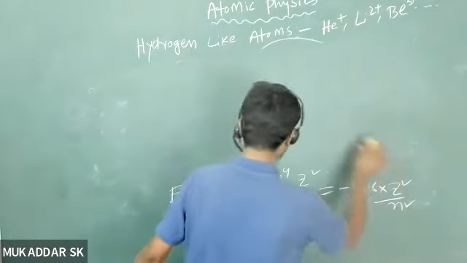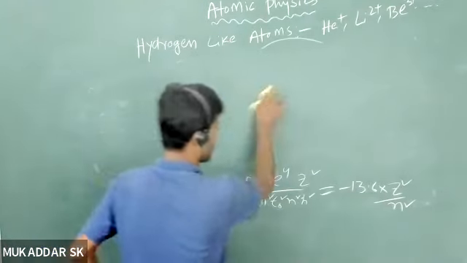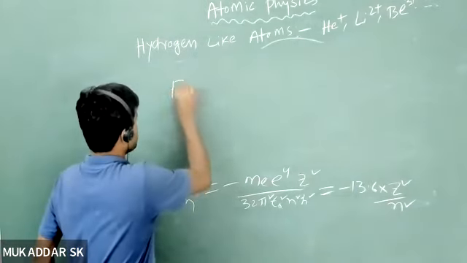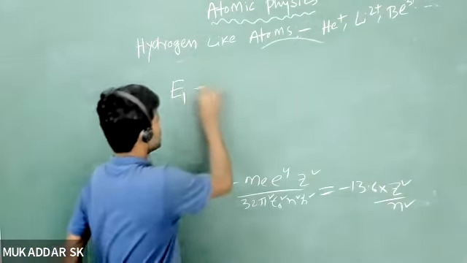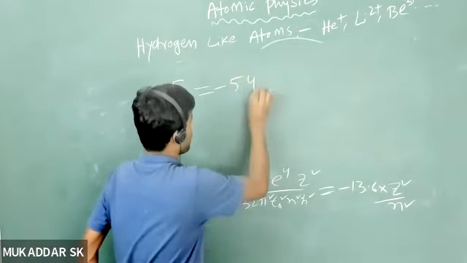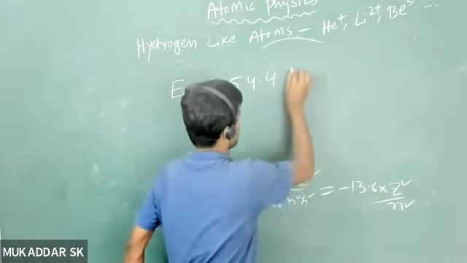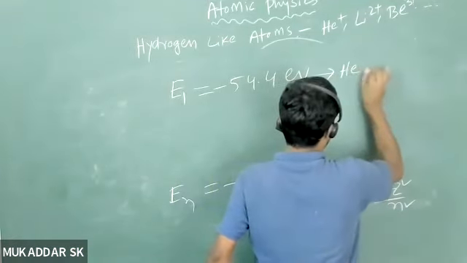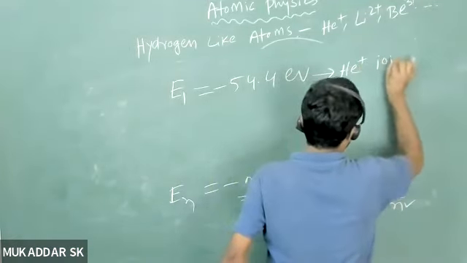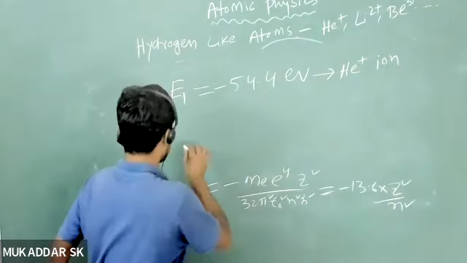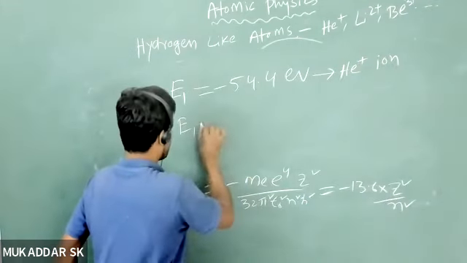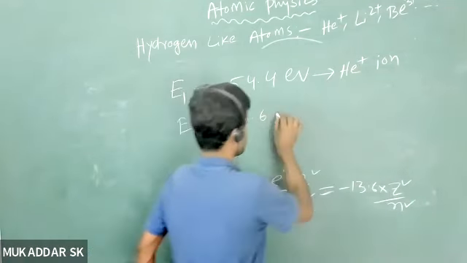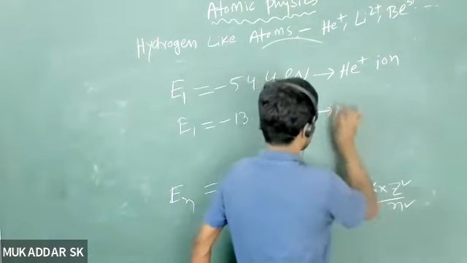How much? Anyone? 54.4. Yes, 54.4. Okay. So ground state energy of helium will be how much? Minus 54.4 electron volt. This is for helium plus ion, right? Now, if you remember yesterday we have seen for hydrogen, energy was how much? 13.6 electron volt for hydrogen, right?